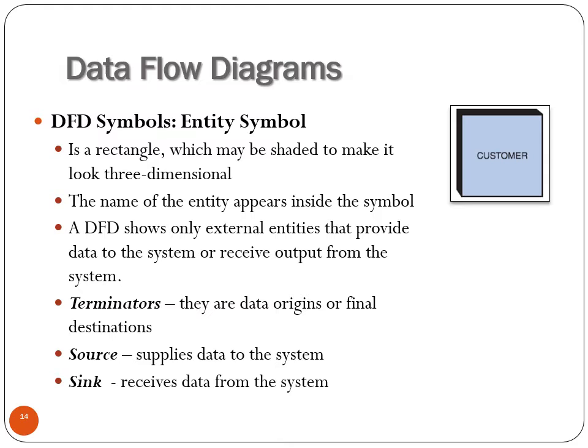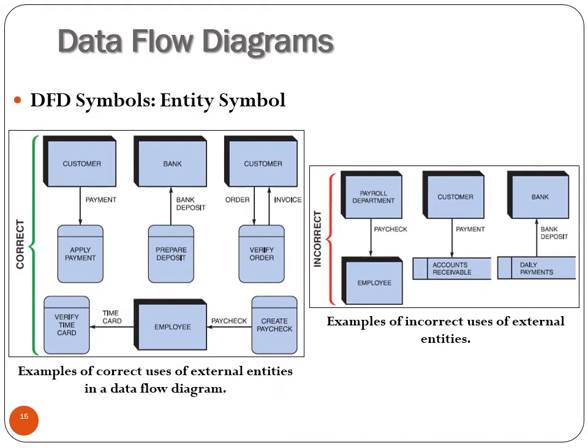The DFD entities are also called terminators, source and sink. They are called terminators because they are the data origin or final destination. The entities that supply data to a system are called the source. They are also known as sink when they receive data from the system. This slide shows examples of correct and incorrect uses of an external entity in a DFD. From these examples, we should understand each entity in the DFD must connect to at least one process.